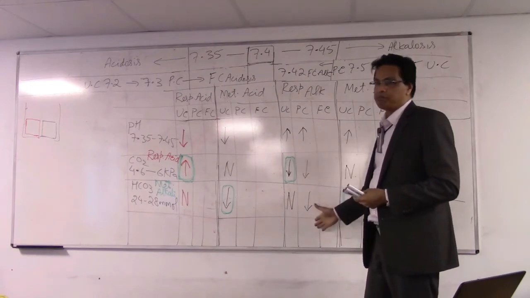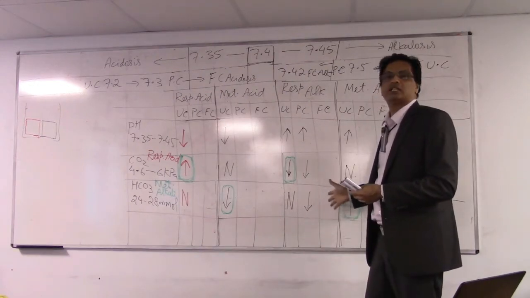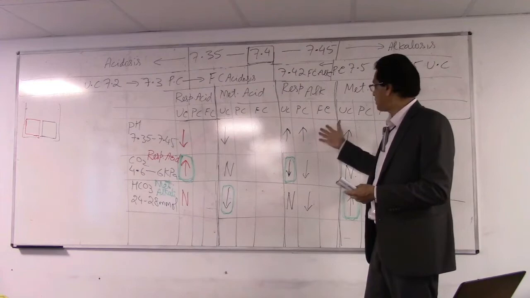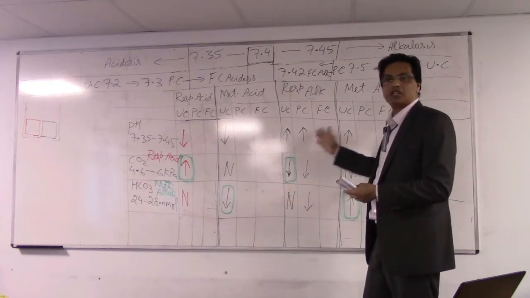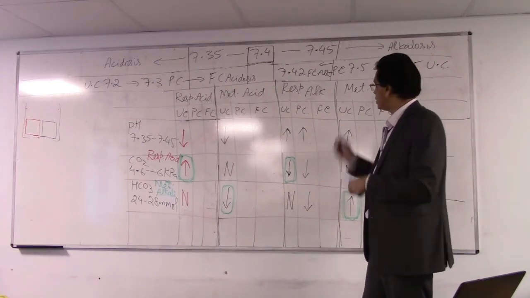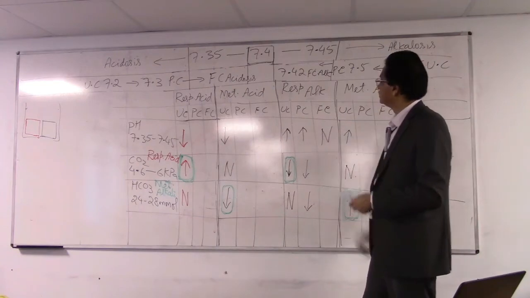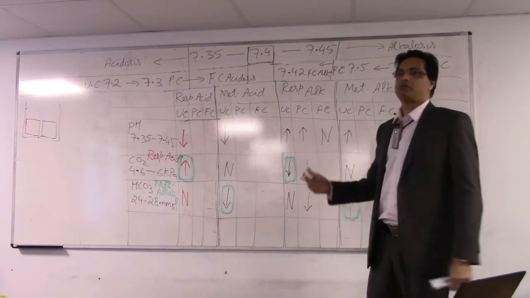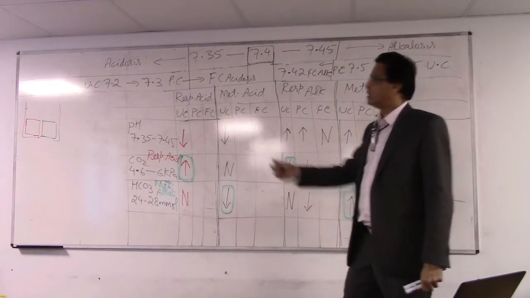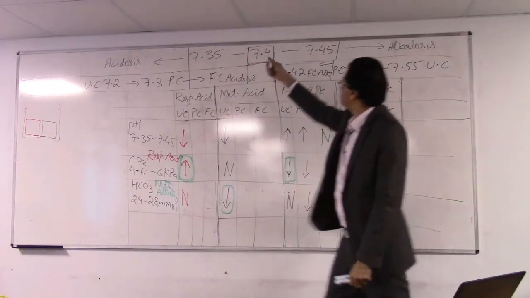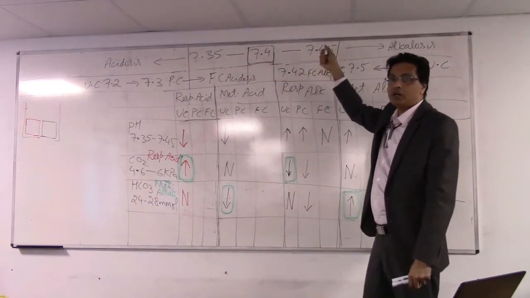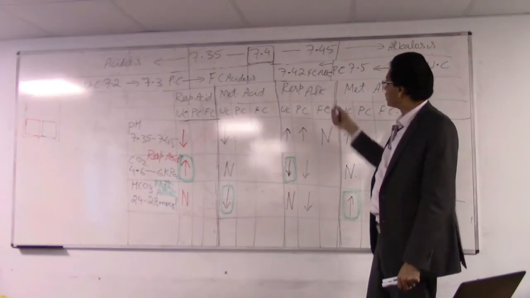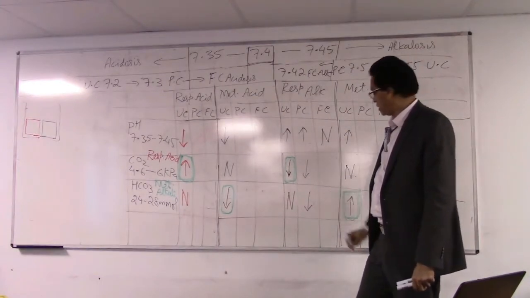So, if you understood the partially compensated, you should easily understand the fully compensated. What do you think happens when it is fully compensated? The pH reaches the normal. Where can the pH be? Between what and what? 7.4 to 7.45. So it's fully compensated alkalosis, remember that.